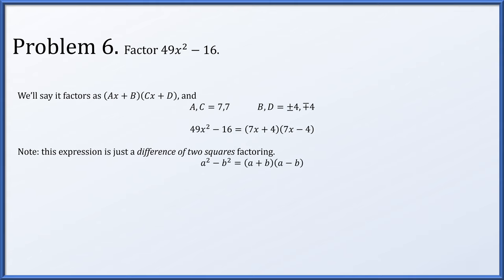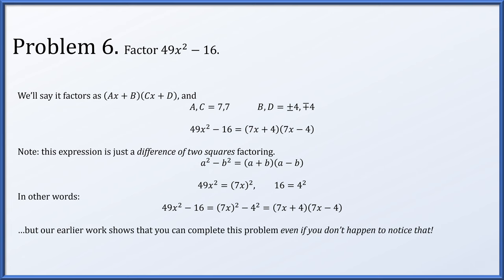Observe that all we've really done is a difference of two squares factoring. A squared minus B squared is factorable as A plus B times A minus B. This is a nice thing to remember. If you FOIL out that term on the right, you're going to end up with A squared minus B squared. And we happened to have 49x squared minus 16, in other words, 7x squared minus 4 squared. So if I make those my A and B in A squared minus B squared, we get A plus B times A minus B, 7x plus 4 times 7x minus 4.